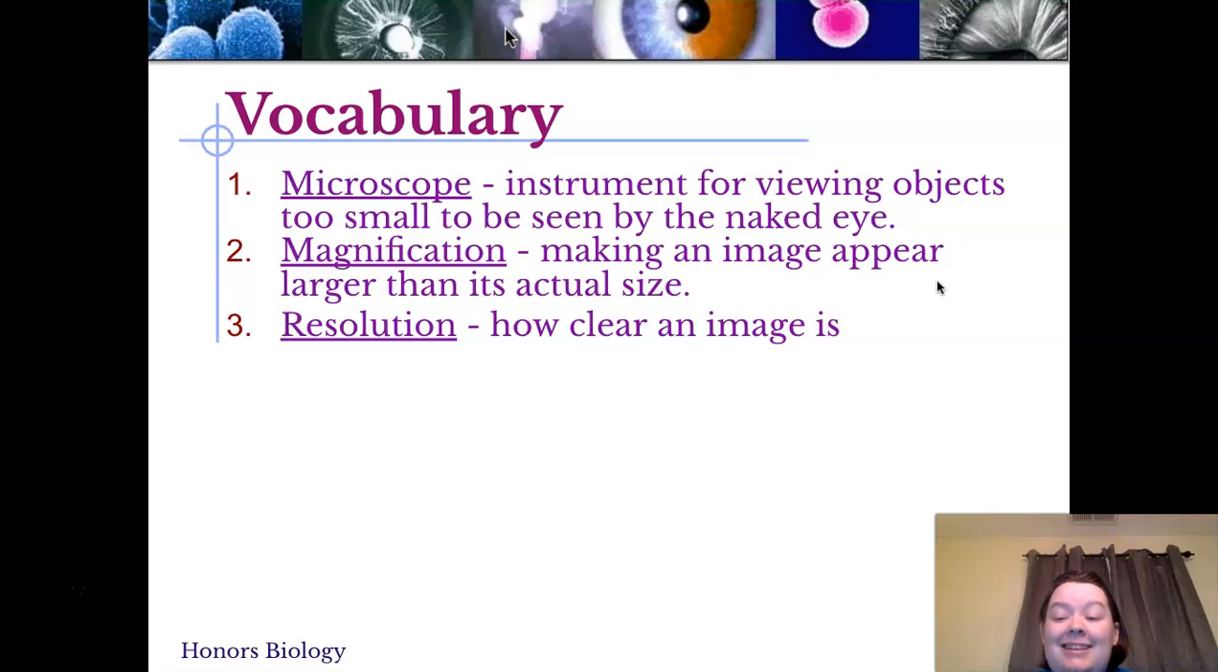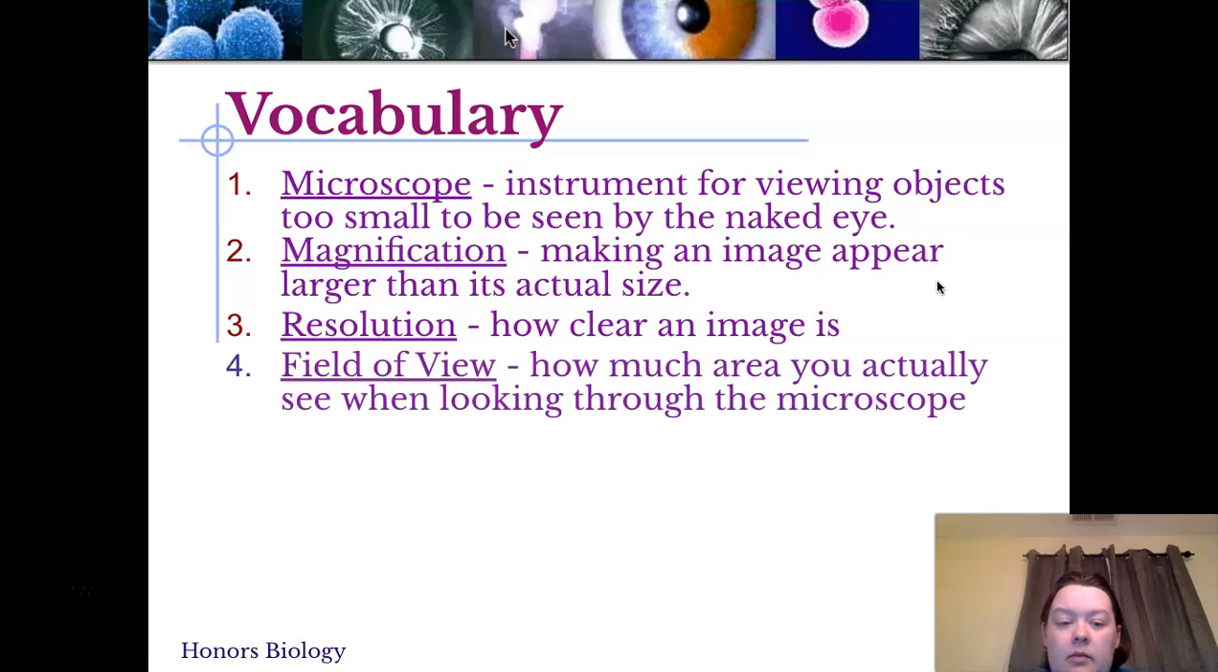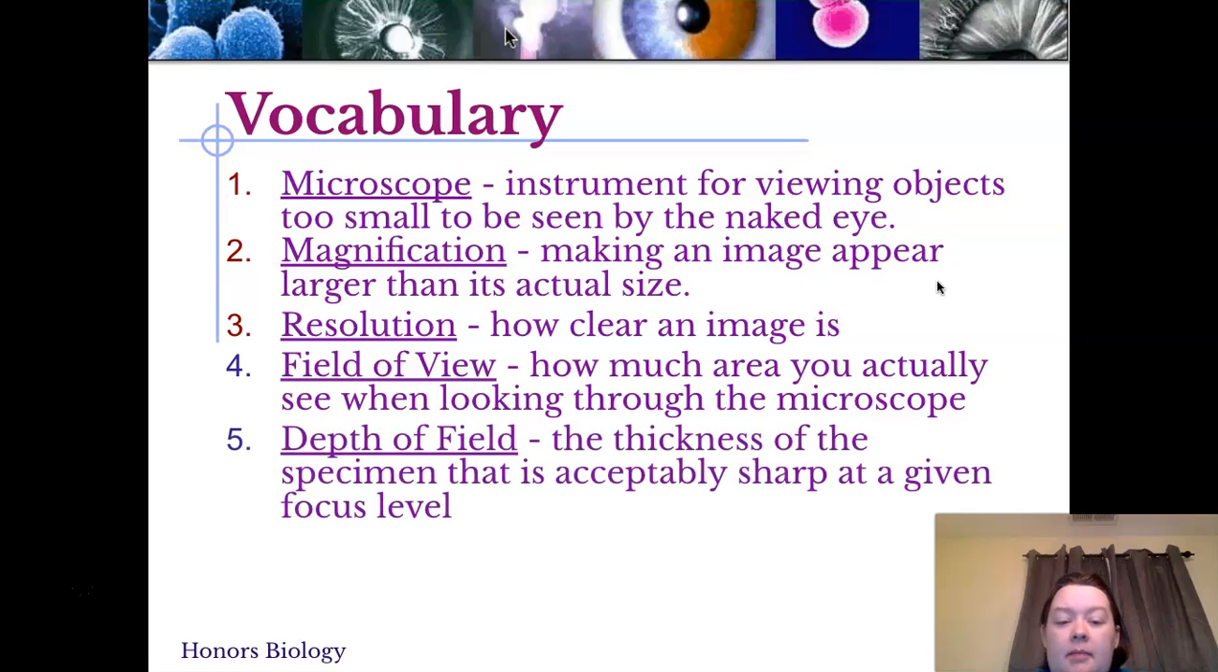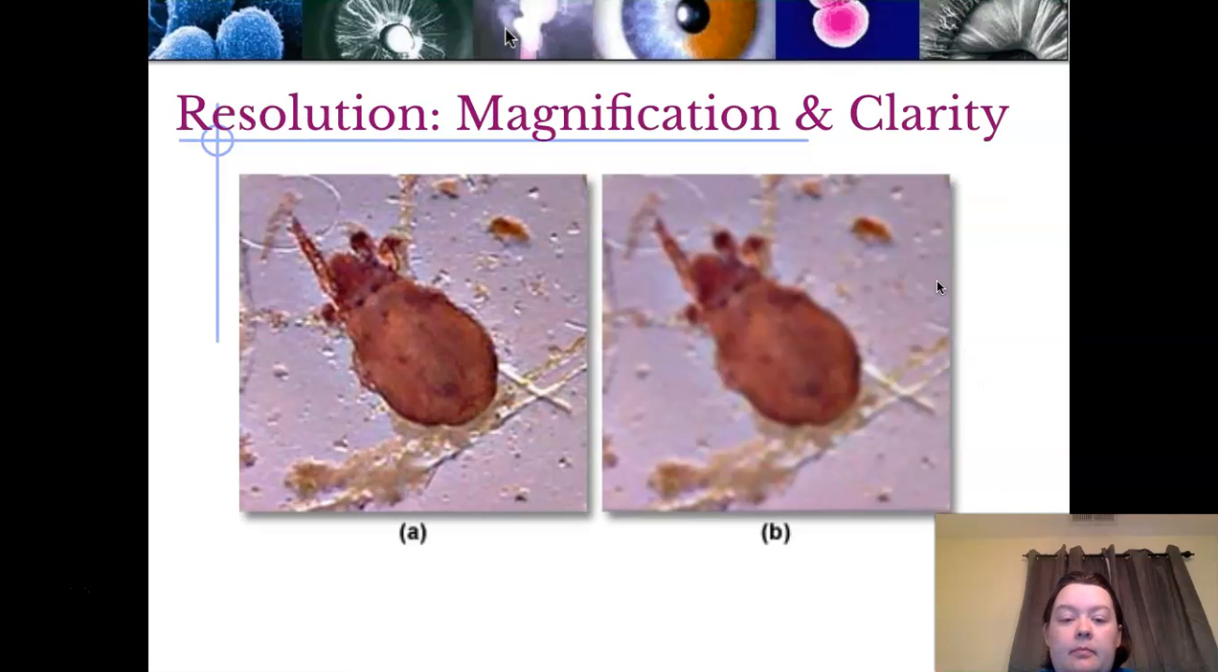Resolution is how clear an image is. The field of view is how much area we're able to see when we're looking through the microscope. And the depth of field is the thickness of the specimen that is acceptably sharp at a given focus level. So the depth of field is which level of thickness is actually clear at any given time.